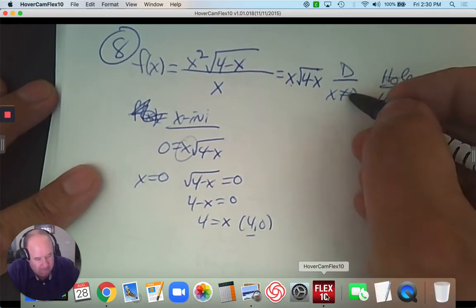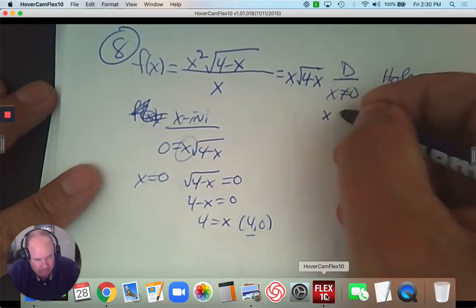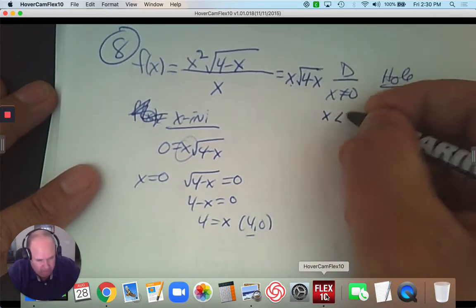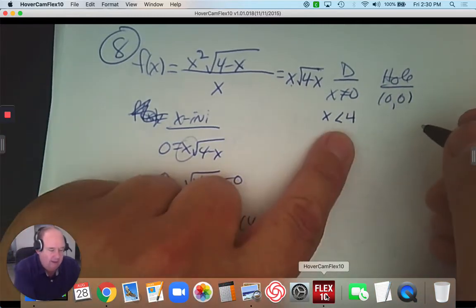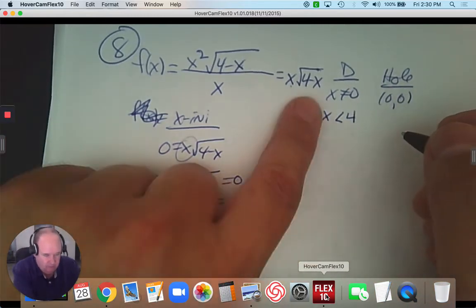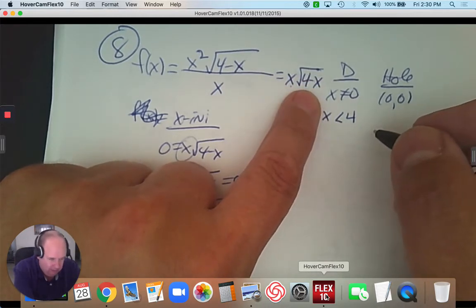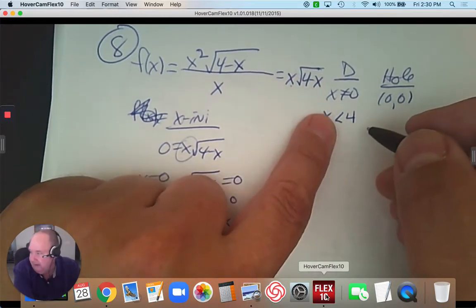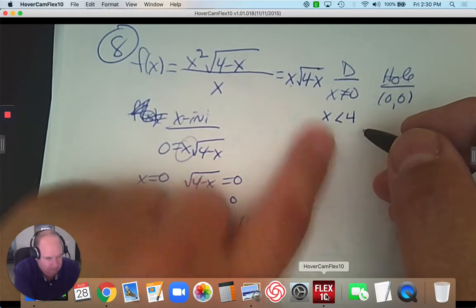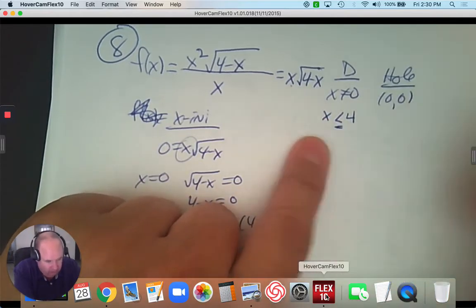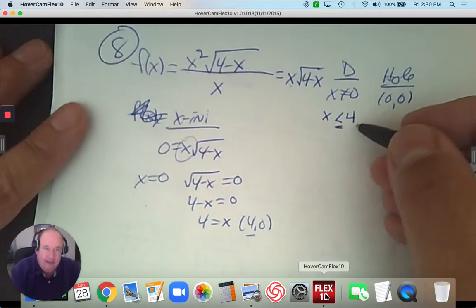Oh, x can't equal 0. Sorry, the other part of it is that x has to be less than 4. And so why must x be less than 4? Because if you plug in a number bigger than 4, you get a negative answer under the square root sign. So not only can x not equal 0, x must also be less than or equal to 4, could it be equal to 4, but it can't be bigger than 4.